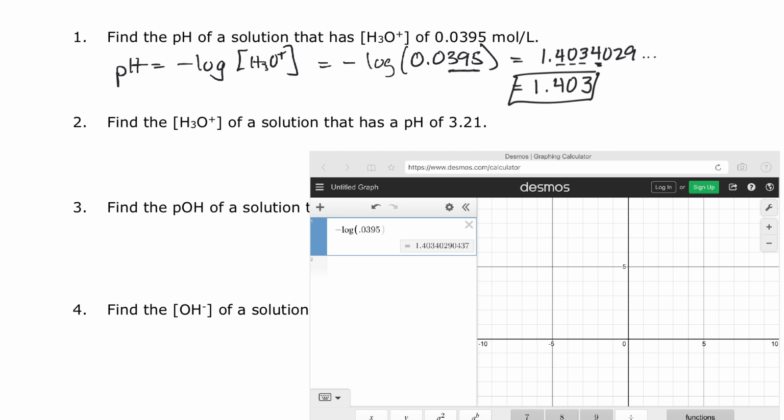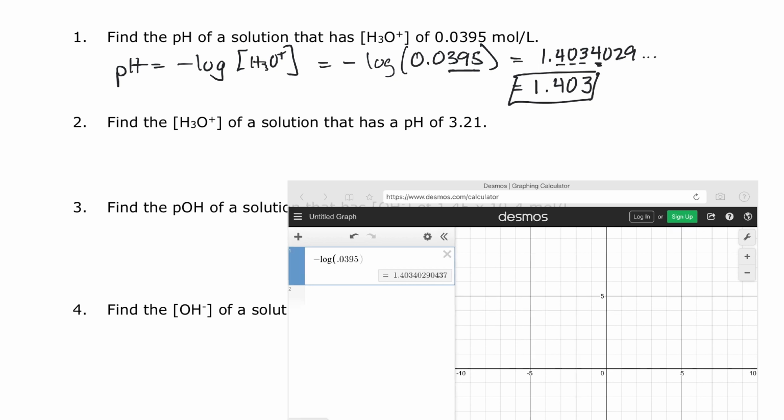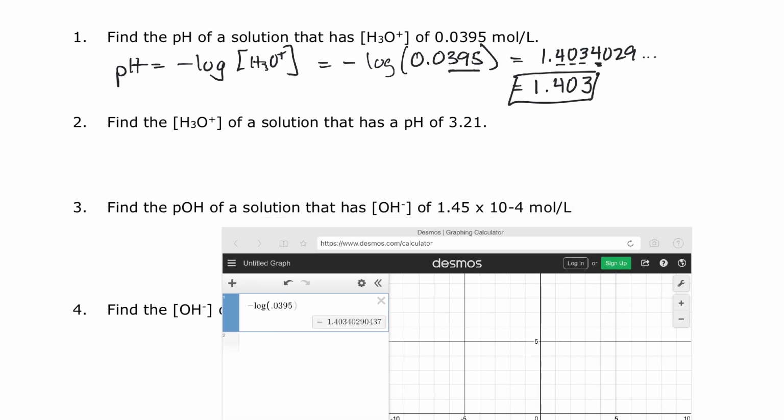Okay, let's try the next one. So the next one, they're asking to find the hydronium ion concentration. So this time I need to know this, and I have that. And you can manipulate the formula, but I'll give you this on the test. The formula is hydronium ion concentration is equal to 10 to the negative pH. Okay, so it'd be 10 to the negative 3.21. Now notice in this question here, there are only 2 sig figs. So in my answer, I'm only going to give 2 sig figs.